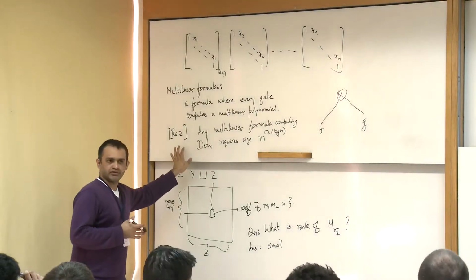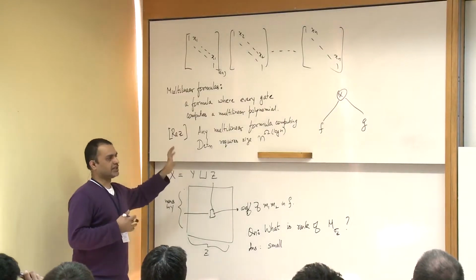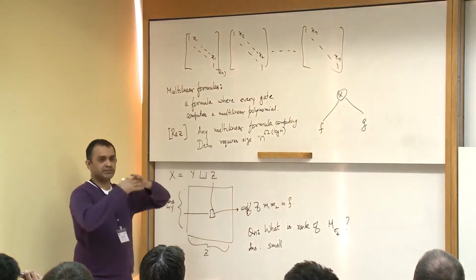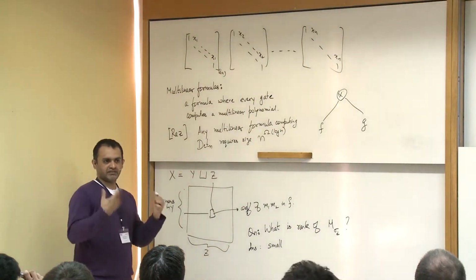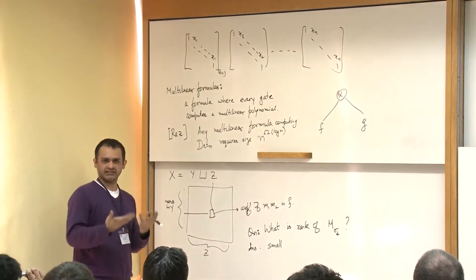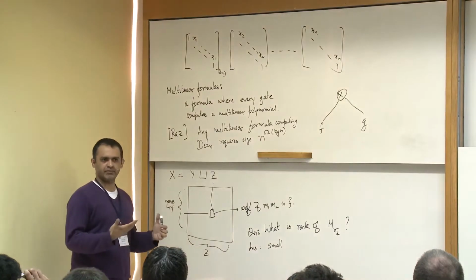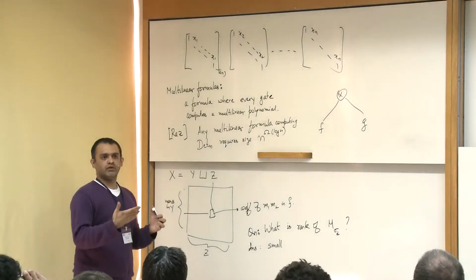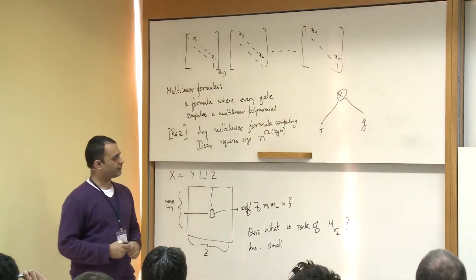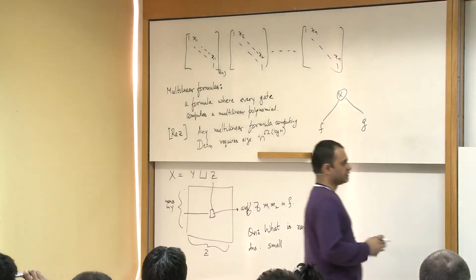I'll hint at the proof of this, but instead I will try to give the full proof of multilinear depth 3 lower bounds, because that will have most of the ideas, and it'll get us a little more comfortable with this measure and so on. And I'll also describe what one needs to do in order to get multilinear formula lower bounds. Okay, good.